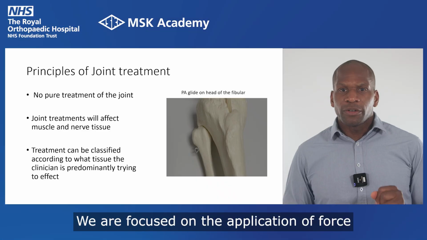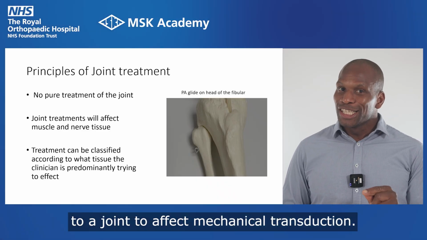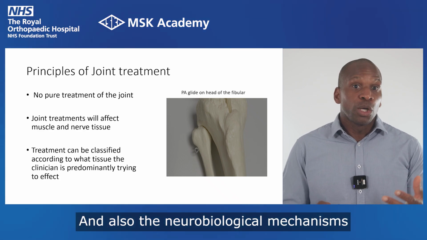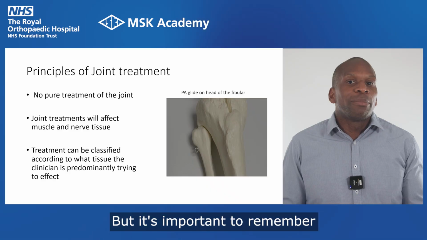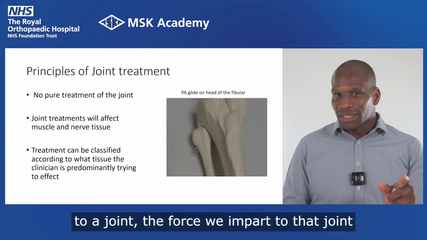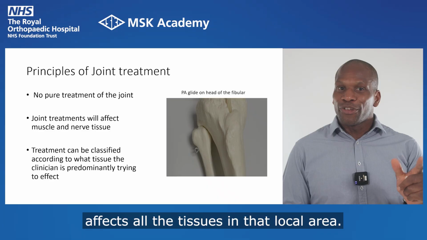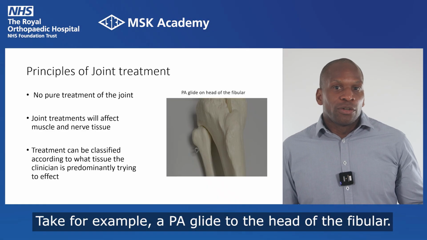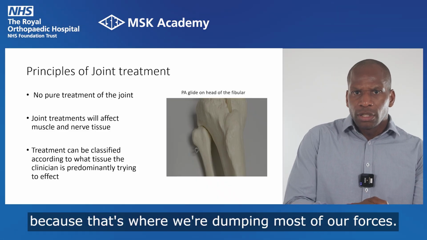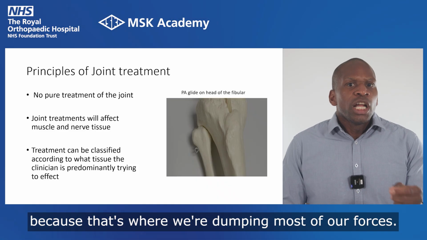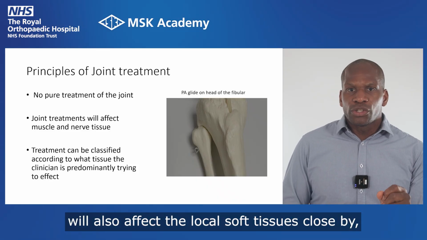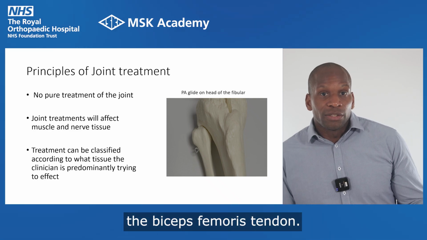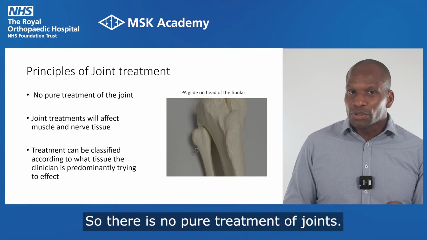So with manual therapy, we are focused on the application of force to a joint to affect mechanical transduction and also the neurobiological mechanisms which modulate pain. But it's important to remember that when we apply a treatment to a joint, the force we impart to that joint affects all the tissues in that local area. Take, for example, a PA glide to the head of the fibula. It will primarily affect that joint because that's where we're dumping most of our forces. But the force will also affect the local soft tissues close by, like the common peroneal nerve, the lateral collateral ligament, the biceps femoris tendon. So there is no pure treatment of joints.